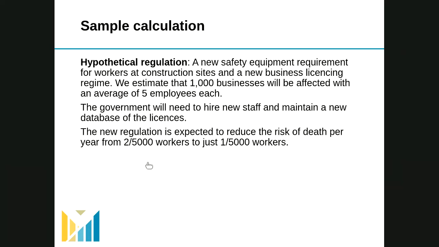We think the government will need to hire new staff and maintain a new database of licenses. I assume the new staff is for compliance and enforcement actions. And then we think that the new regulation is expected to reduce the risk of death per year for a worker from 2 in 5,000 to 1 in 5,000. So this is the benefit. How much do we think people value this 1 in 5,000 change to their risk of death against the cost that the government and businesses will face?